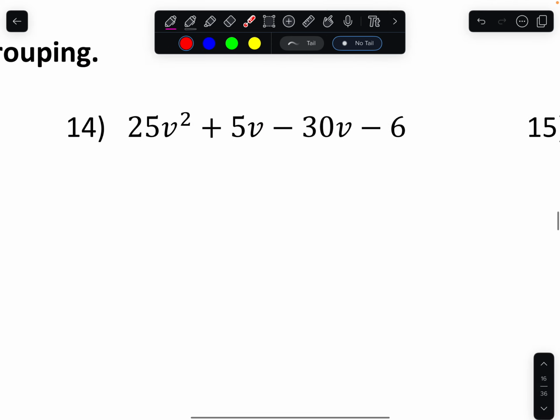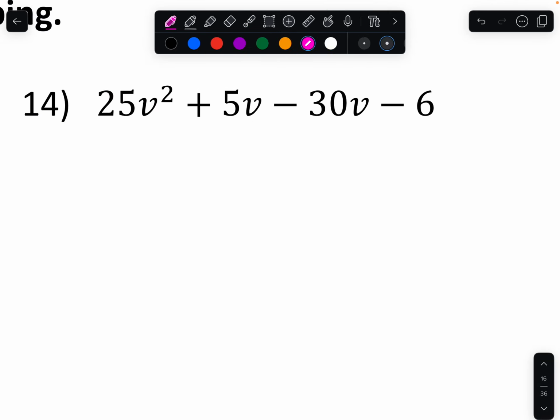All right, this is the next one. I want to just check, is there anything I can take out of everything? These have 5s in them, and they also have v's in them. This doesn't have a 5 in it or a v in it. These have 6 in them. These don't have 6 in them, so there's nothing I can take out of everything. So I guess cut the problem in half.